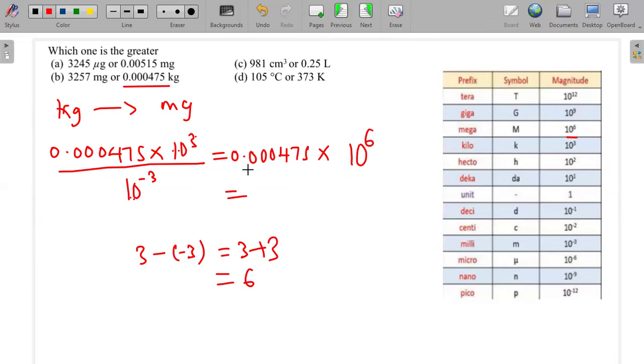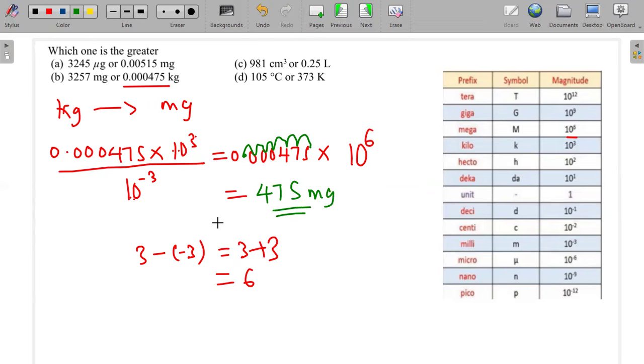Okay, so I'm multiplying this whole number here by 10 to the power 6, meaning that I'm just moving this point 6 times to the right, because the power there is positive. So I can say 1, 2, 3, 4, 5, 6. If I move it 6 times, or if I multiply by 10 to the power 6 directly on the calculator, I'm going to get 475, and this will just be what?